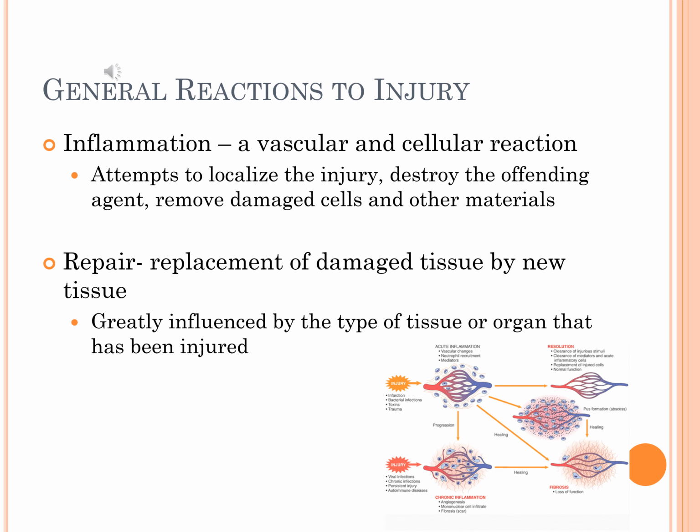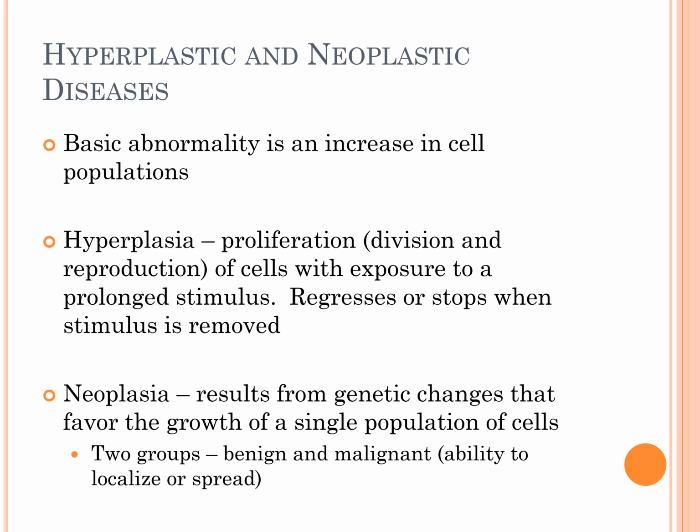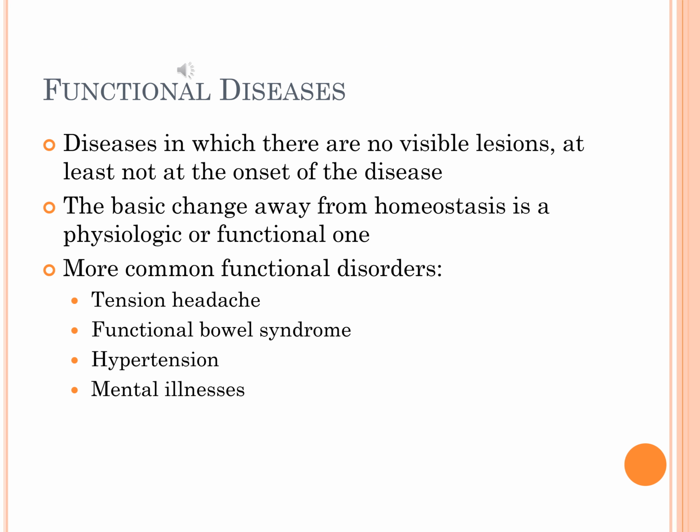General reactions to injury: inflammation, a vascular and cellular reaction that attempts to localize the injury, destroy the offending agent, and remove damaged cells and other materials. Repair: replacement of damaged tissue by new tissue, greatly influenced by the type of tissue or organ that has been injured. Functional diseases are diseases in which there are no visible lesions, at least not at the onset of the disease. The basic change away from homeostasis is a physiologic or functional one. More common functional disorders: tension headache, functional bowel syndrome, hypertension, mental illnesses.